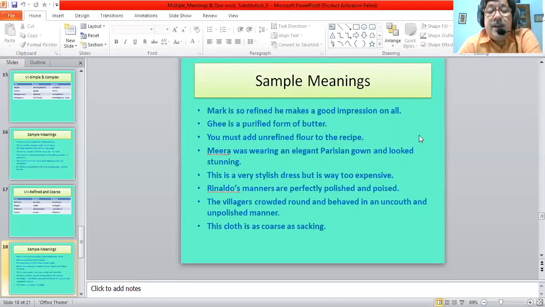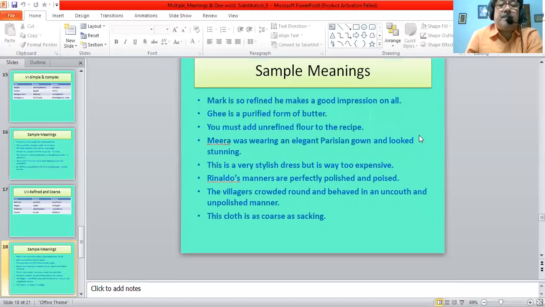The villagers crowded round and behaved in an uncouth and unpolished manner. So they are behaving in an unsophisticated and rude, boorish kind of way. This cloth is as coarse as sacking. So it is of poor quality. That is what one is trying to say. So these are some sample meanings dealing with refined and coarse.